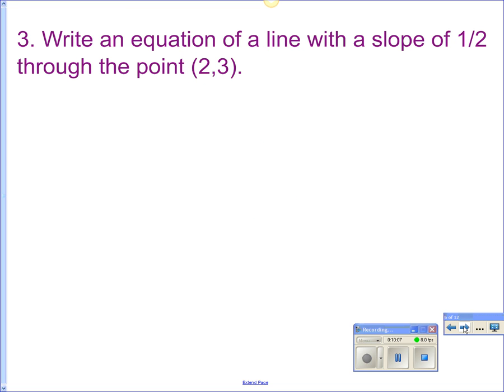All right, number 3, write an equation of a line with a slope of 1/2 through the point 2, 3. Tamara, what do I want you to write on your paper? M equals what? M is slope. M stands for slope. That's just the abbreviation that they use in math. So M is 1/2. Haley, what else do they want you to write on your paper? The point 2, 3.